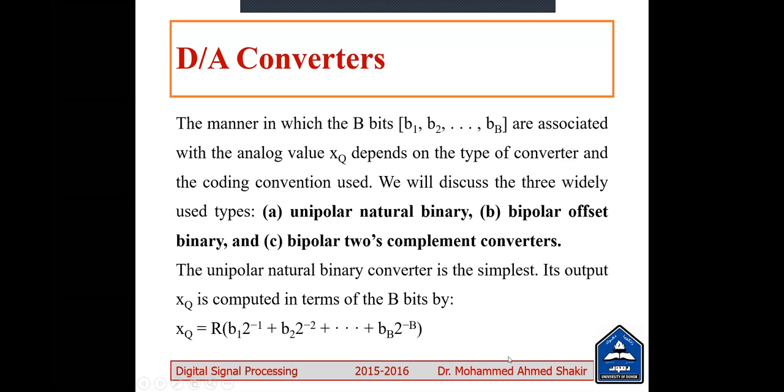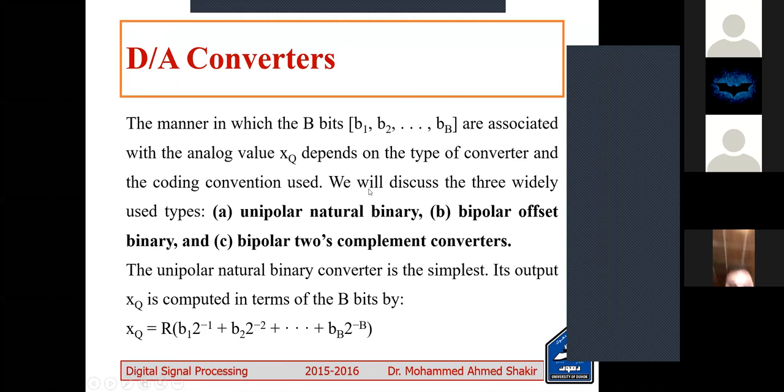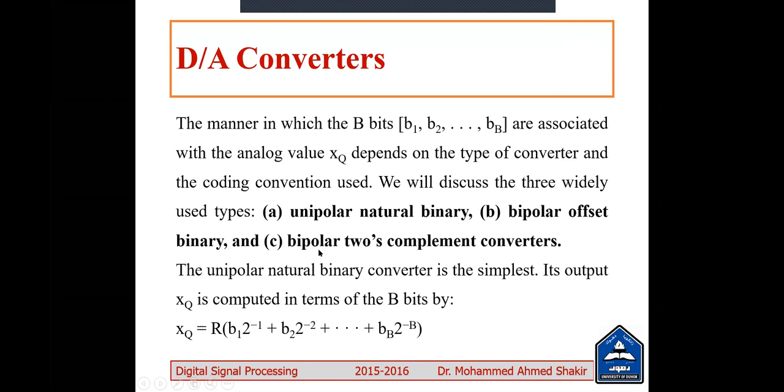Now, the manner in which B bits are associated with the analog value XQ depends on the type of converter and the coding convention used. We will discuss the three widely used types: unipolar natural binary, bipolar offset binary, and bipolar two's complement converters. As I think you have studied previously, the natural binary, bipolar offset, I mean, one's complement, and we have the two's complement system. Again, I think you have studied how to convert from binary to decimal, and from binary to hexadecimal and so on.